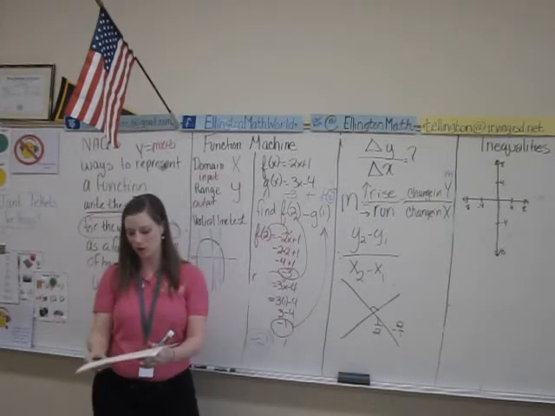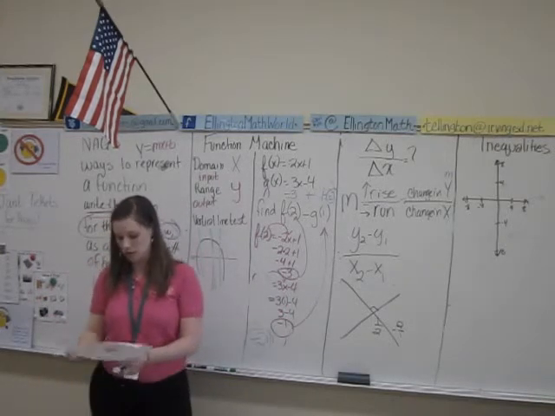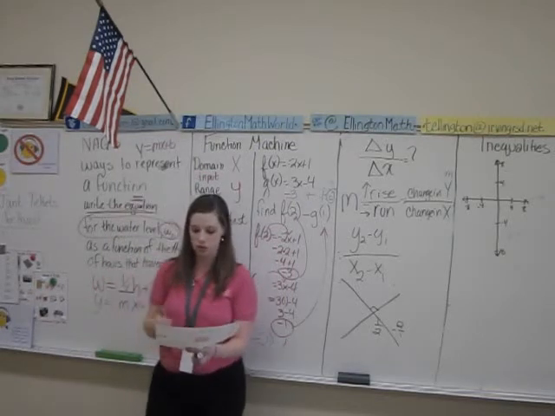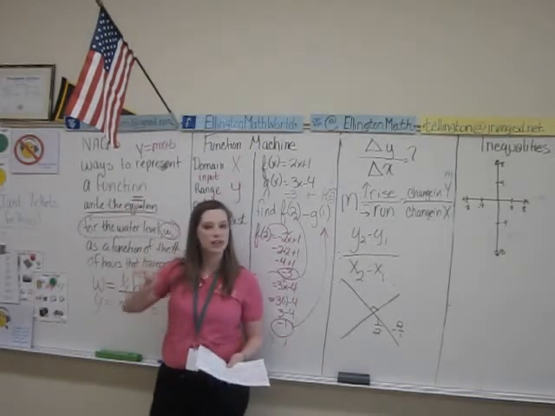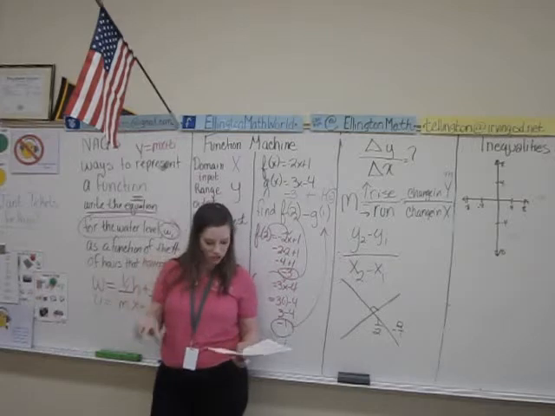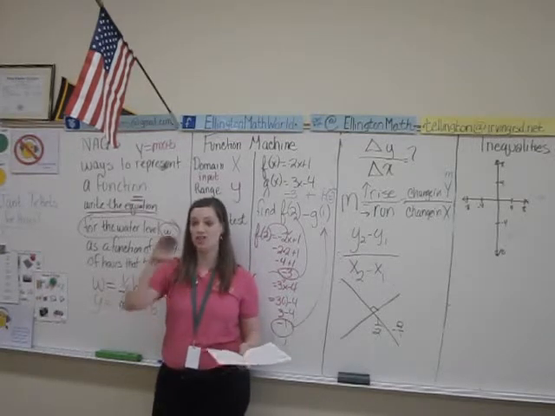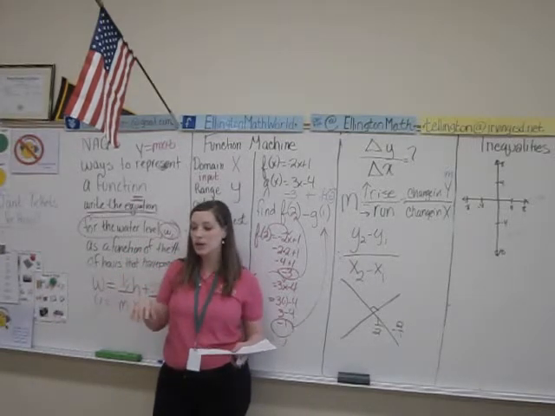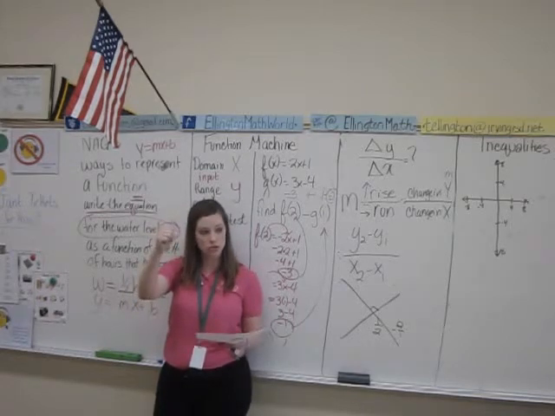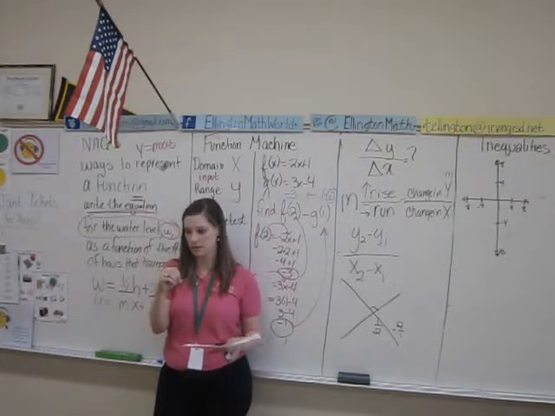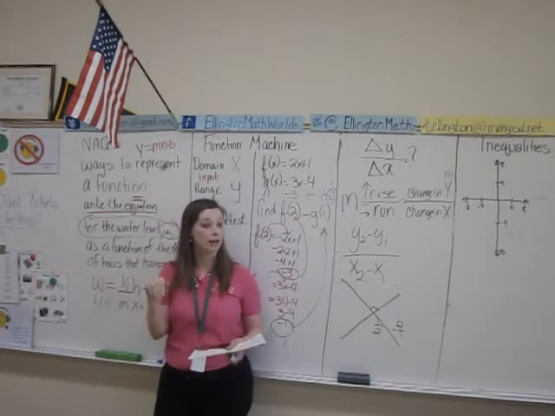Last box is the graphing inequalities. This is another little cheat sheet for you. It tells you a solid line is for your greater than or equal to, less than or equal to symbols. Your dotted line is just your greater than, less than. You might want to make a note that that's the same thing as a closed dot and an open dot if you're doing it on a number line.